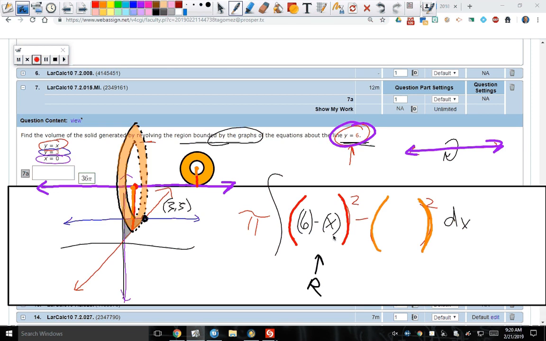I'm going to highlight this one in green right now. We're now looking at the little r. You with me? What's the top function? 6. What's the bottom function? 3. And this is going to be bounded from what to what? From 0 to 3, because I'm looking vertically from the y-axis to x is equal to 3.